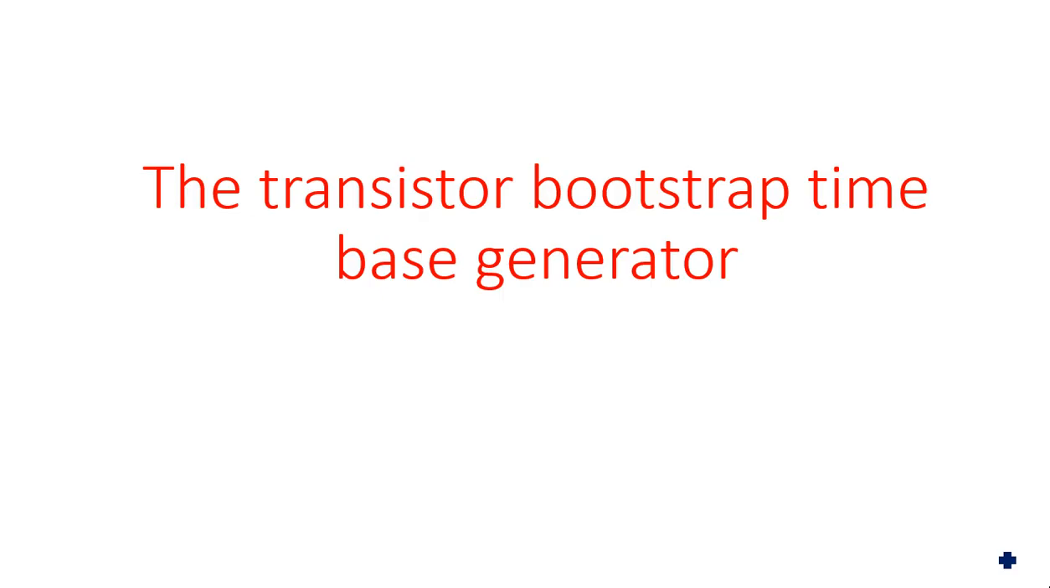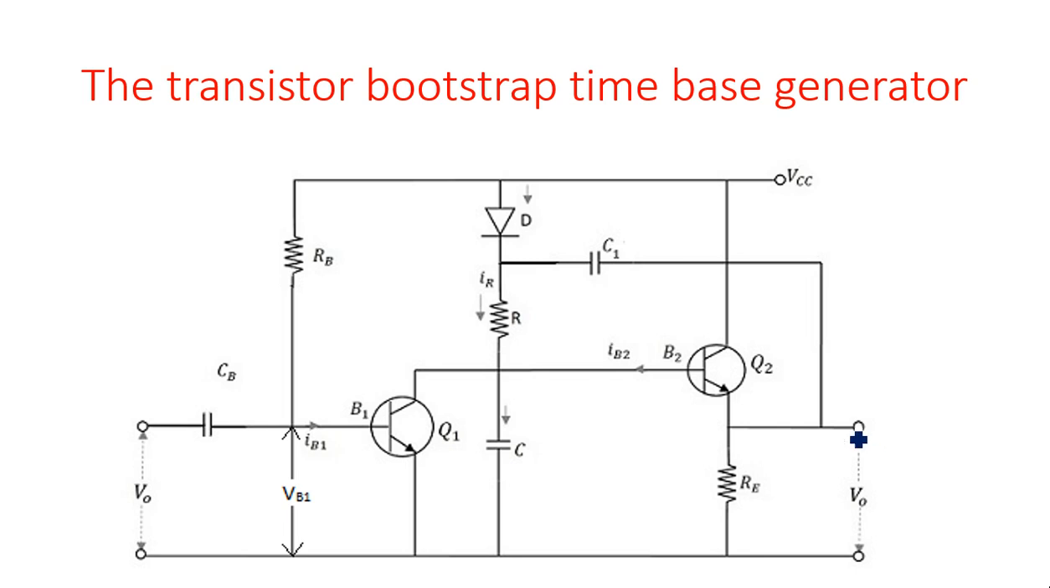In previous videos, we have seen how a bootstrap circuit is constructed with the help of a simple resistor and capacitor. Now, how the bootstrap circuit can be constructed using a transistor or a BJT is shown here.